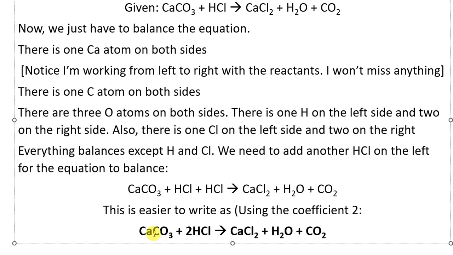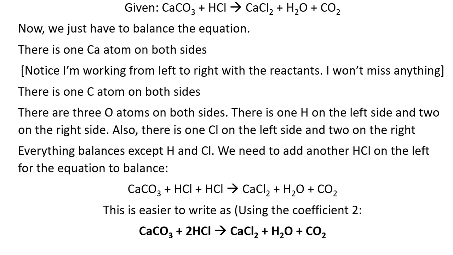Now everything goes, just checking. CaCO3, 1 Ca. I've got 1 in CaCl2. 1 C. I've got 1 in CO2. That's good. 3 O's. On the right, I've got 1 in H2O.